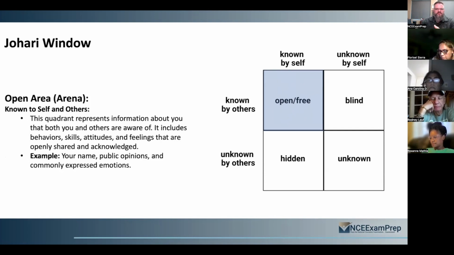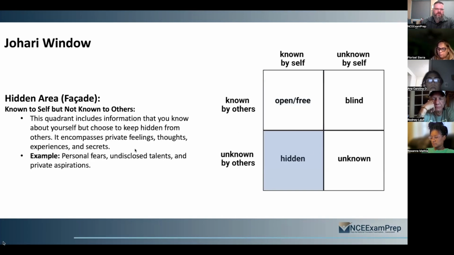This includes behaviors, skills, attitudes, and feelings that are all openly shared and acknowledged. So for example, your name. Everybody knows your name. You know your name. It can relate to public opinions, right? So maybe you have a stance on politics or religion or things like that that would be known to other people. Commonly expressed emotions, right? So things that you're aware of and that other people are aware of as well, that falls into this open and free quadrant.